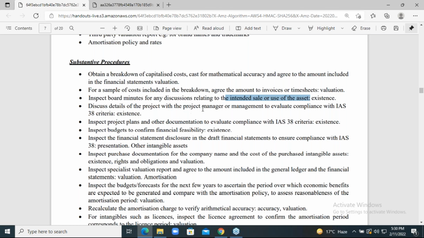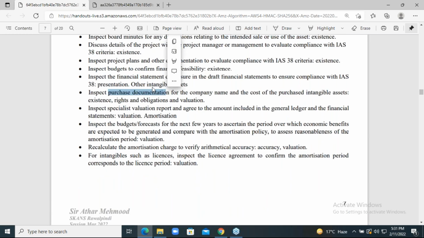Discuss details of the project with the project manager and management to evaluate compliance with IAS 38. So these are all basically copy paste. Inspect purchase documents, inspect project plan, inspect financial instruments, inspect specialist valuation report, inspect budgets and forecast. So you should have all these documents at your fingertips so that you can immediately get these procedures out of your mind and type them for the exam.